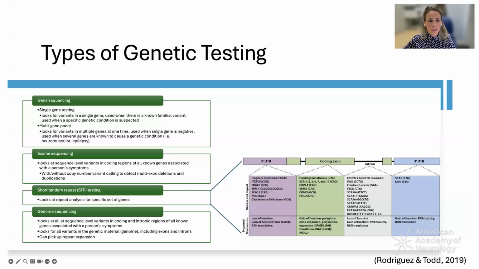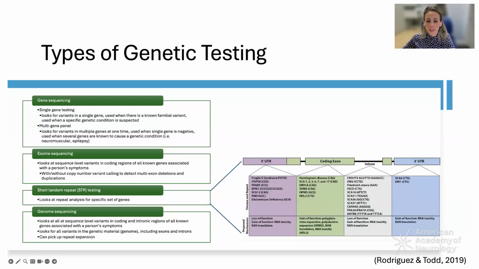For sequencing variants, we typically look at types of gene sequencing, exome sequencing, repeat testing, and genome sequencing. So specific gene sequencing detects sequence variants in genes. Either individual or multiple genes can be assessed at one time. Single gene testing looks for variants in a single gene, used when there's a known familial variant or when there's a specific genetic condition that's suspected.